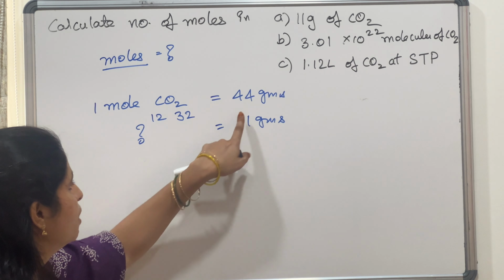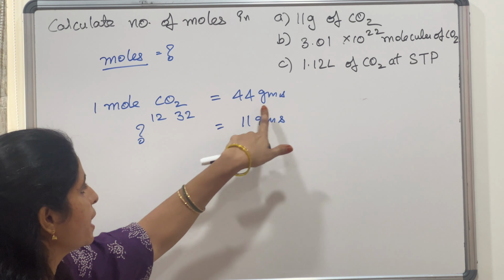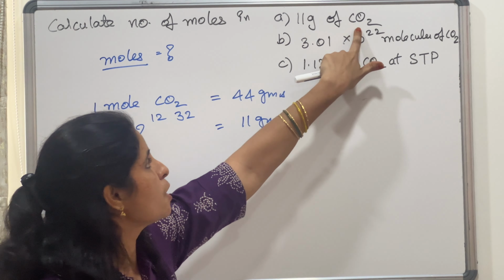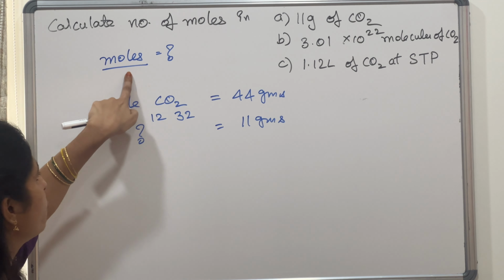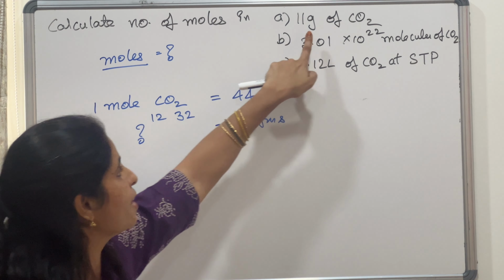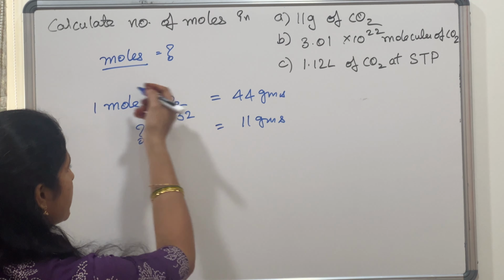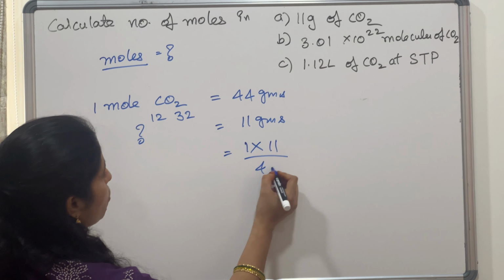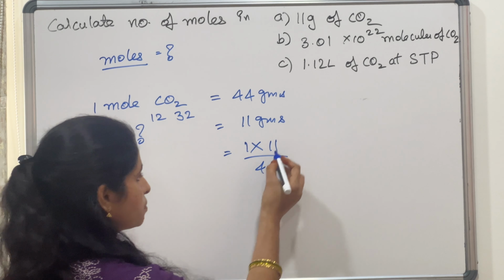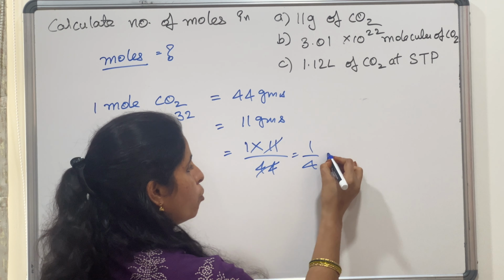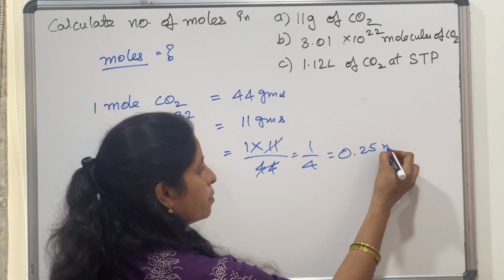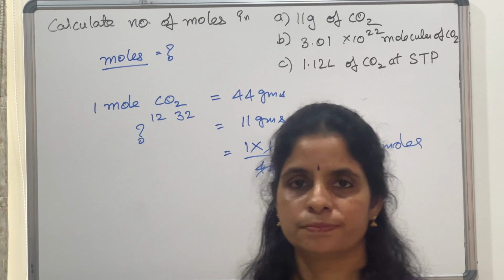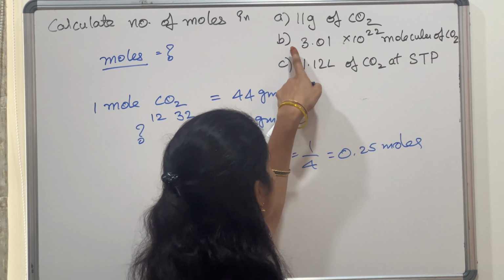Clear? Here 1 mole of CO2 contains 44 grams. Here he is asking you to find out the number of moles in 11 grams of CO2. So here, 1 into 11 divided by 44. So it is 1 by 4, which is equal to 0.25 moles. Just cross multiplication. Clear?